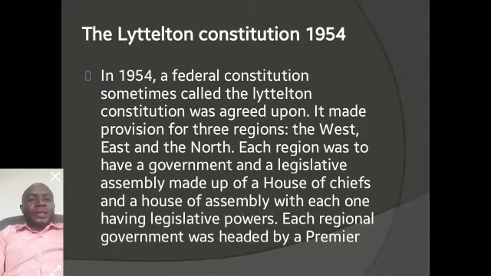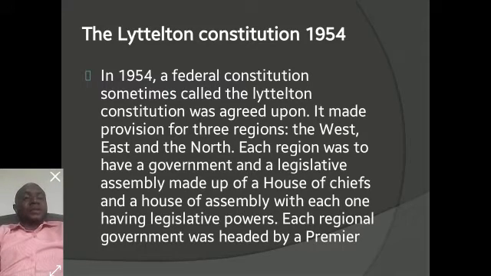The Littleton Constitution of 1954. In 1954, a federal constitution, sometimes called the Littleton Constitution, was agreed upon. It made provision for three regions. We have the Western region, or the West, the Eastern region as the East, and the North.